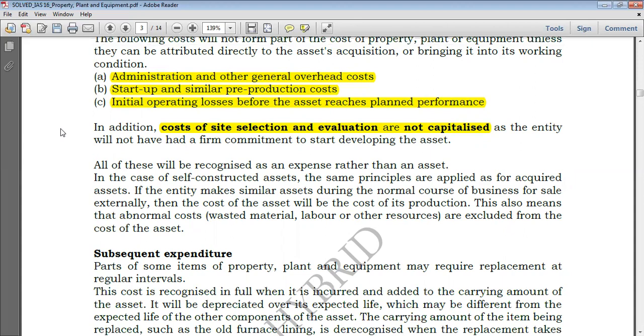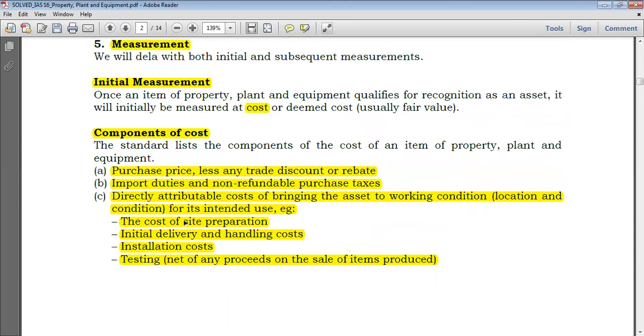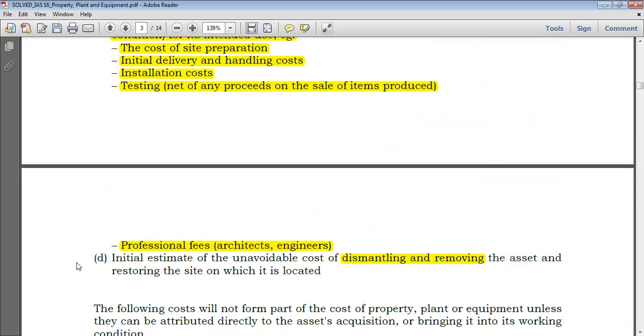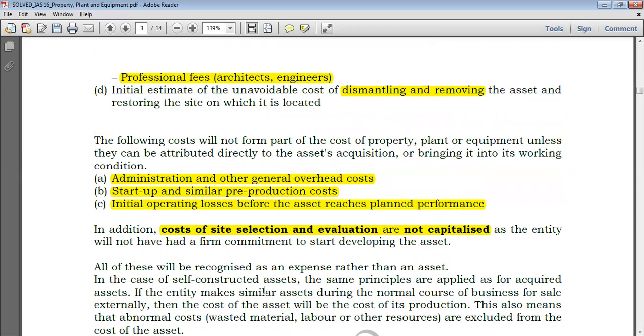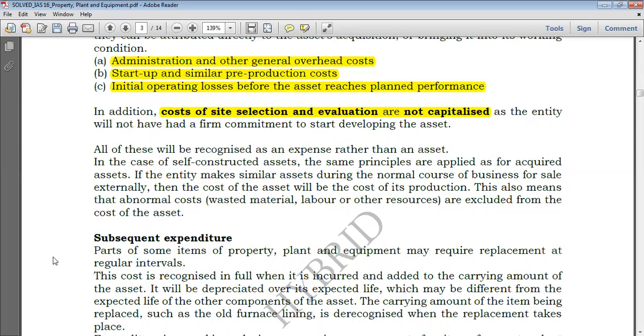That's why in the cost of capitalization, we said we use cost of site preparation. See the difference? That is site preparation, but these are costs of site selection. By saying site preparation, it means that you have already decided your site of use. All right, let's finish up here. So all of these costs are to be recognized as an expense rather than an asset.